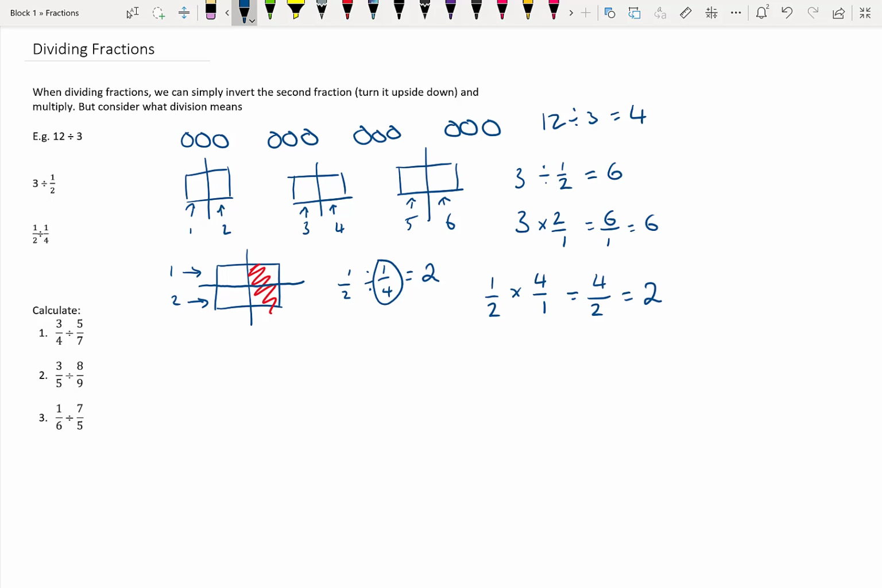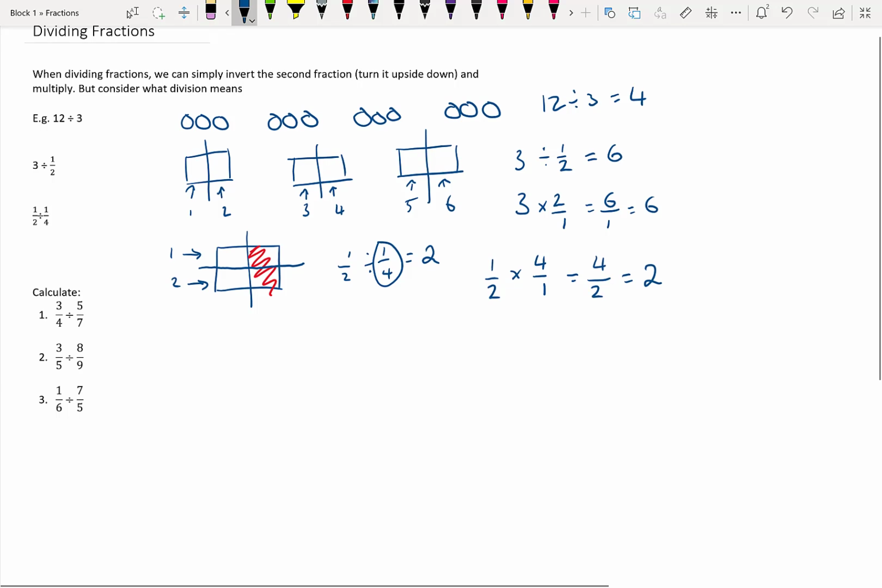So a quick demonstration there to show why these work. We've got some questions down here though. When you're asked to do these questions, you won't need to justify it. You won't have to sit and draw out a little picture. You'll be expected just to go ahead and find the answer.